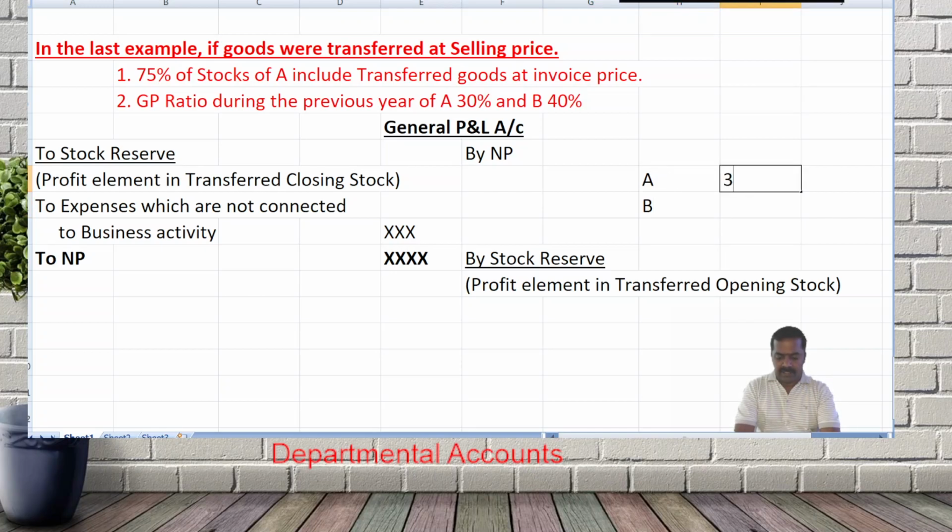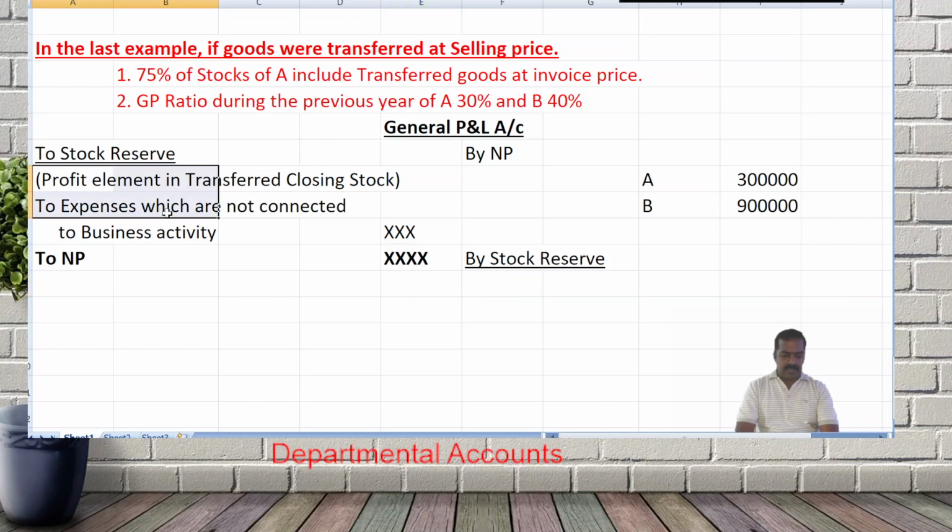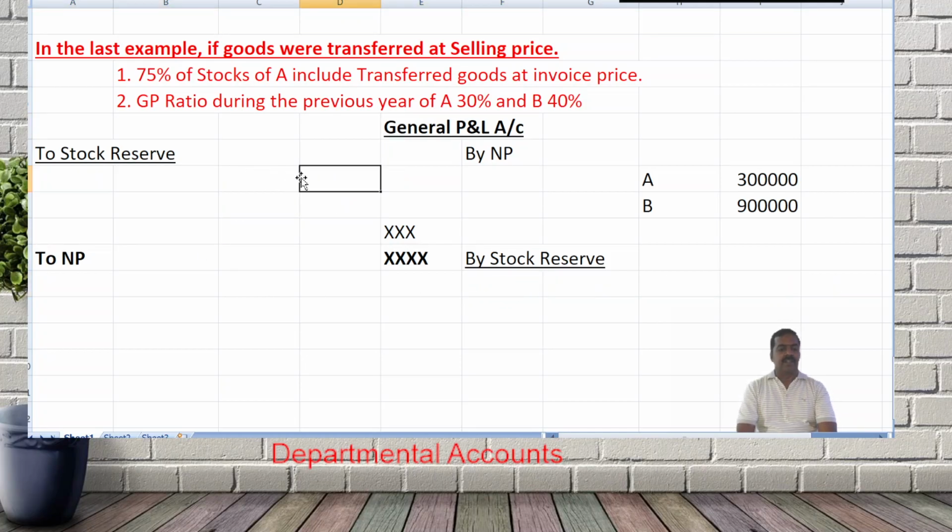Now tell me, what is the net profit that we got for A and B? 3 lakhs and 9 lakhs. Okay. This we are going to prepare in which account? General P&L account. Wait. Now, look at point number 1.